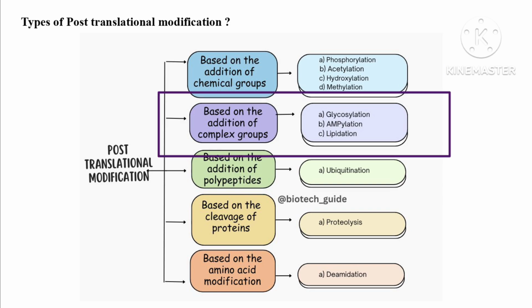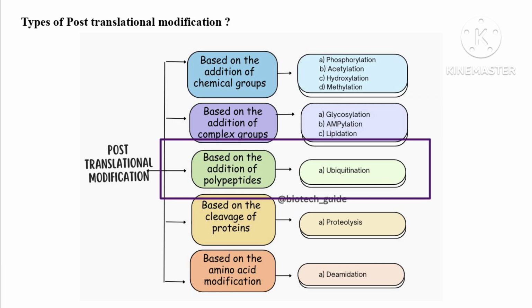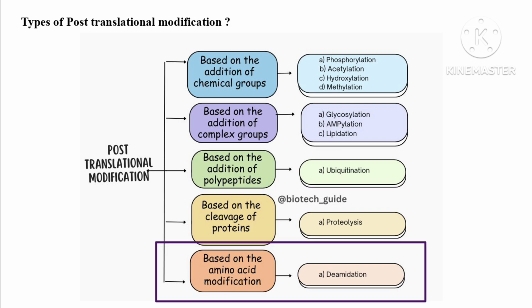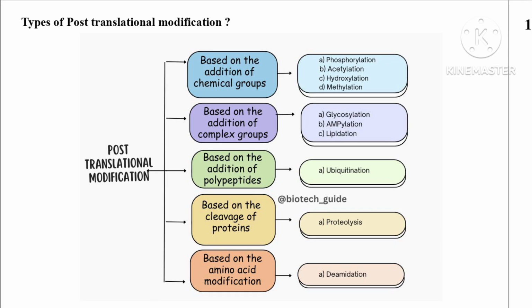Then the second type is based on the addition of a complex group. Again 3 subtypes: glycosylation, ampicylation, lipidation. Then third, addition of polypeptides. 1 subtype is there, ubiquitination. Then cleavage of a protein is also one kind of post-translation modification, and the subtype is proteolysis. And at the end, amino acid modification, where deamination is a subtype. So in this video lecture, we are going to brief about all these types.